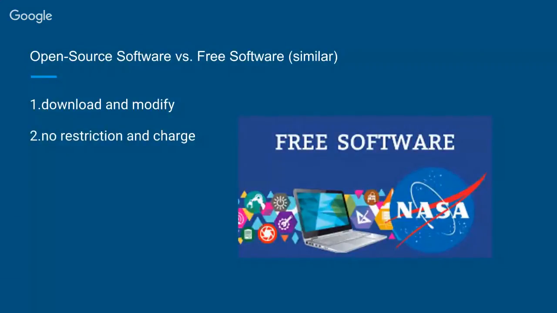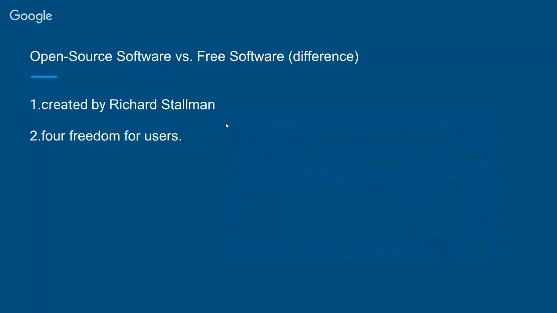And the next is open source software compared with free software. The similar part is that both deal with the ability to download and modify software without restriction or charge. So we can see they don't charge and don't give special rules for the users. That's an advantage for it. But they still have some differences.